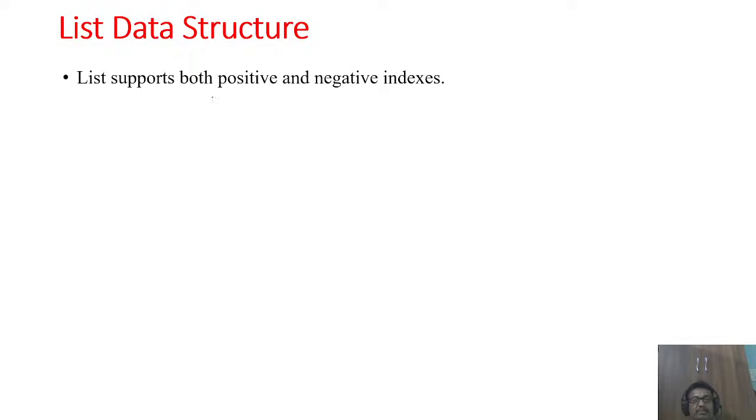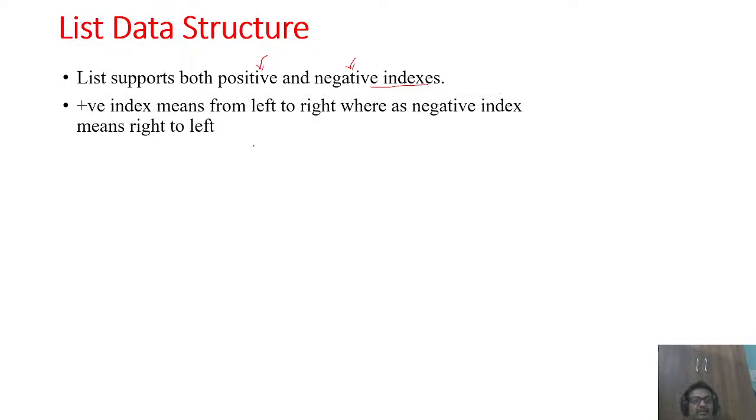Then the list supports both positive and negative indexes. We said that elements inside the list are accessed using an index. Here also, like an array, it supports both positive and negative indexes. Positive index means from left to right, when you traverse the list from left to right. And when you traverse the list from right to left, you can use a negative index.